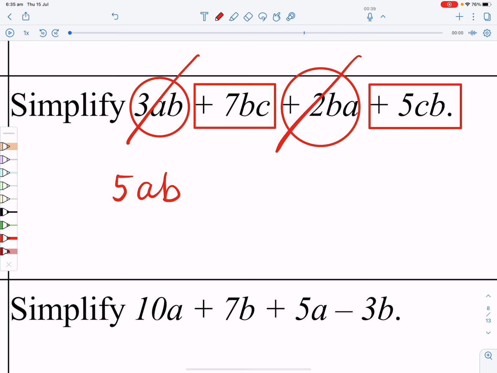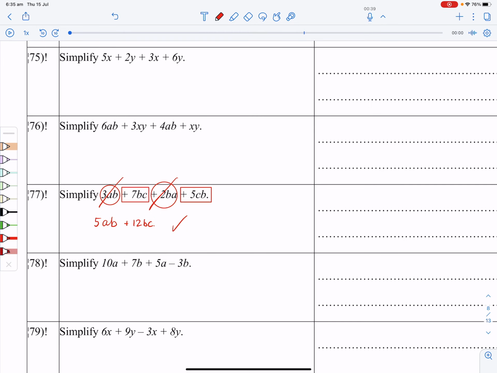So once you've collected them, just stop. And now let's have a look at the two rectangles. What's 7bc plus 5bc? It's 12bc. So I write down plus 12bc. And that is now complete.